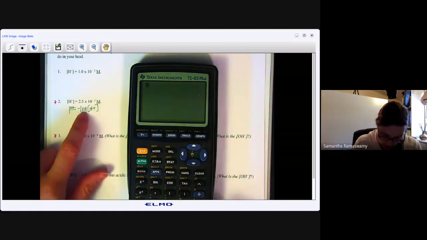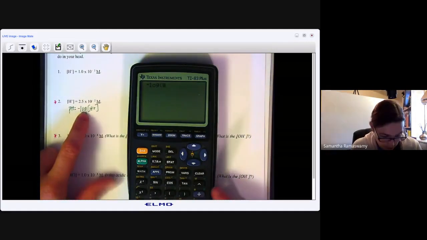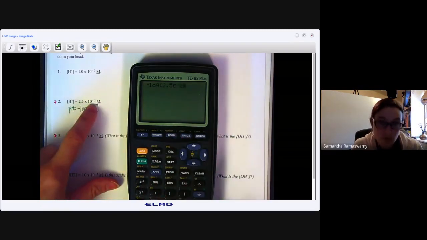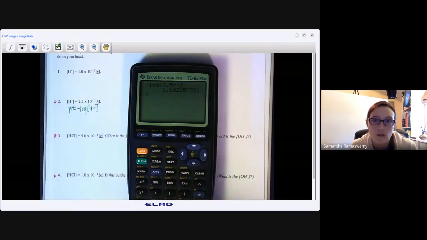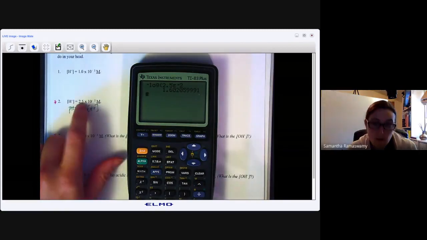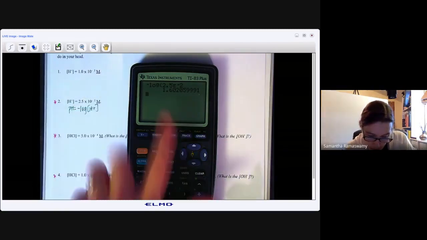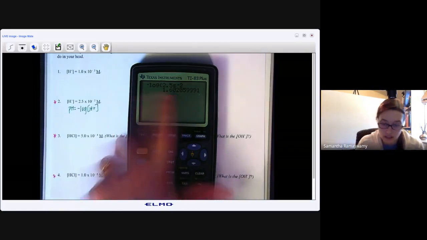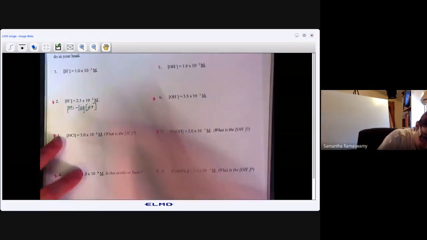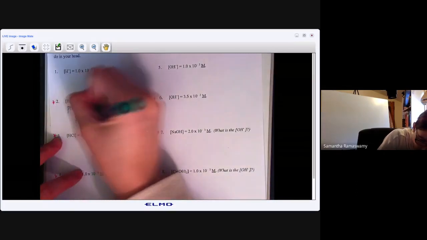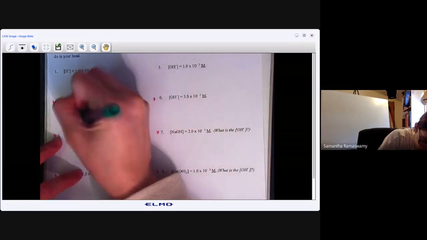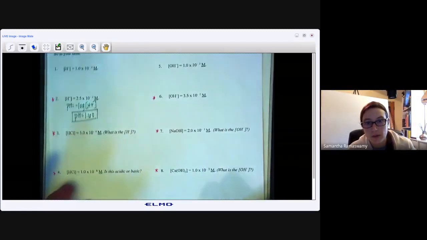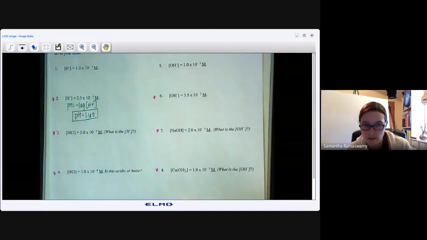So negative log of 2.5 E negative 2. Now, two significant figures were in the concentration, so 2 decimal places are given in the pH. So 1.60. So pH is 1.60. Now, remember that your pH should usually fall somewhere between 0 and 14 if we're at 25 degrees Celsius.